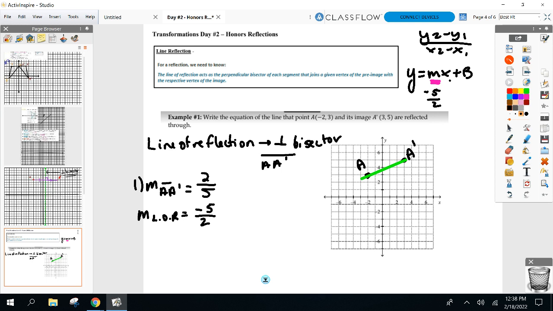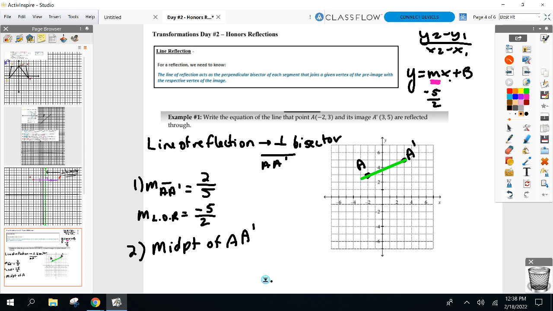It's a perpendicular what? Perpendicular. So it's gotta go through the what of AA prime? It's got to go through the midpoint, Jonathan, right? And that is also a point on the line of reflection. So our next step is going to be midpoint of AA prime. Because that midpoint will be a point that's on both lines right now.